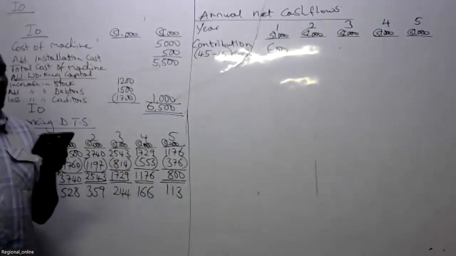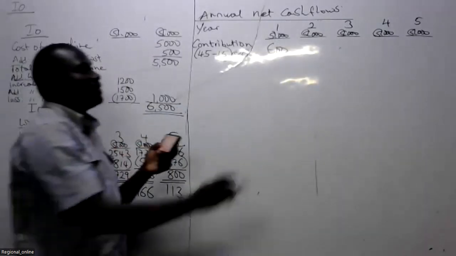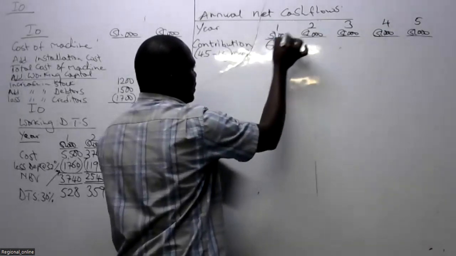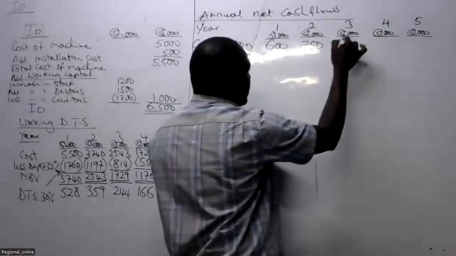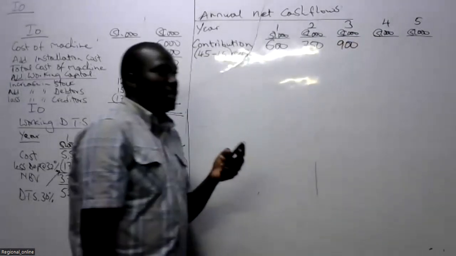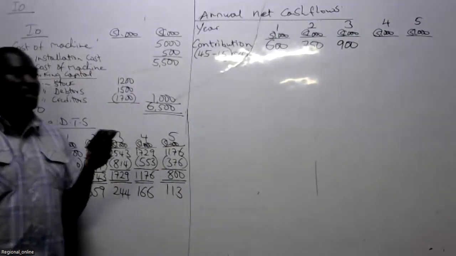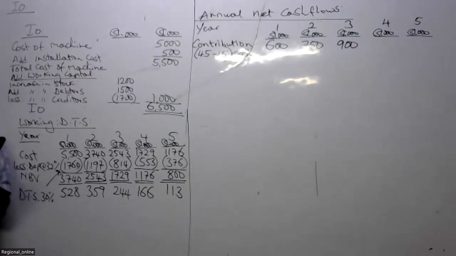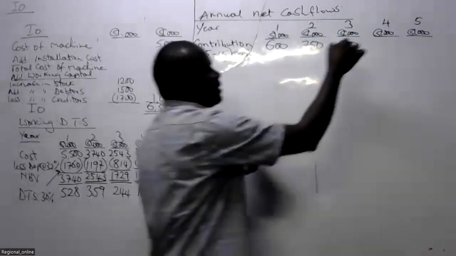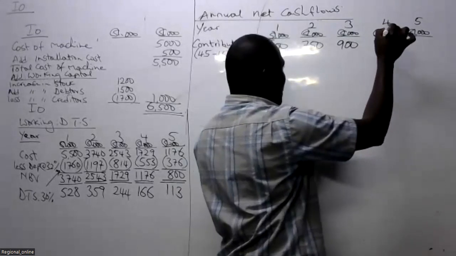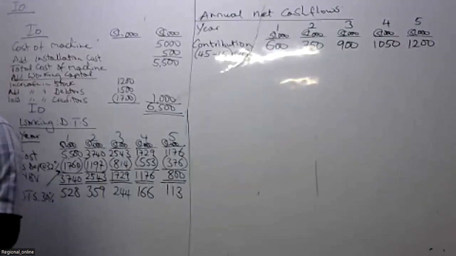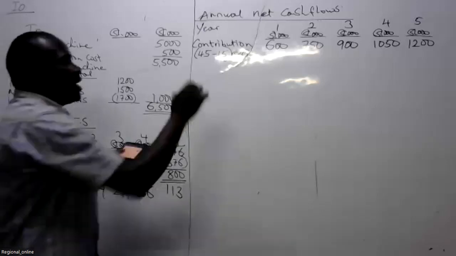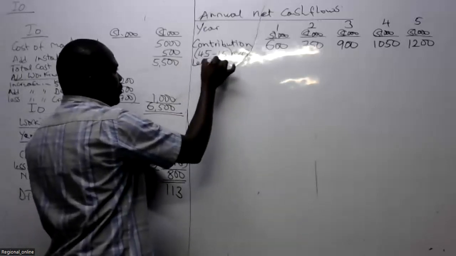In year 2, 30 times 25 is 750. Year 3, 30 times 30 is 900. In year 4, 30 times 35 is 1050. Year 5, 30 times 40 is 1200. So after sales minus variable cost, we have contribution. We then less what? We less fixed cost.